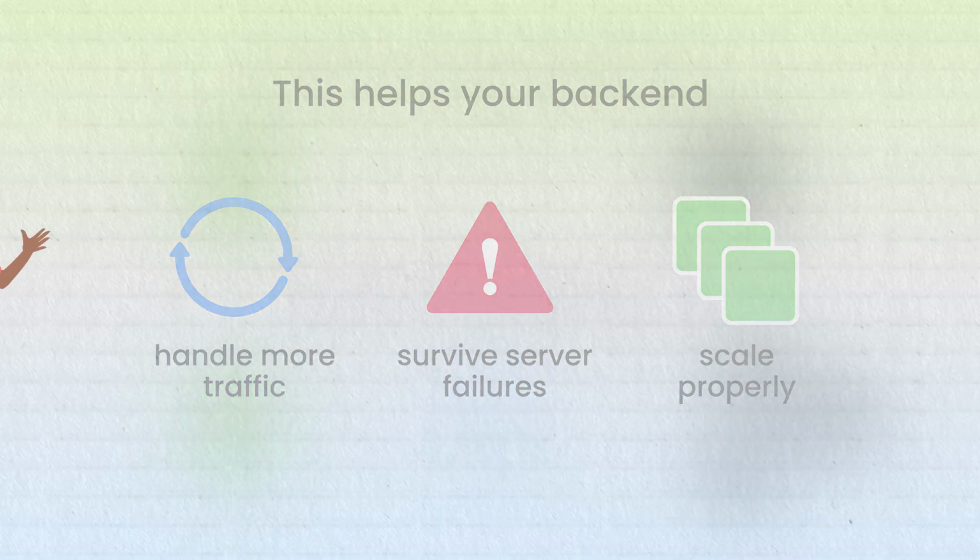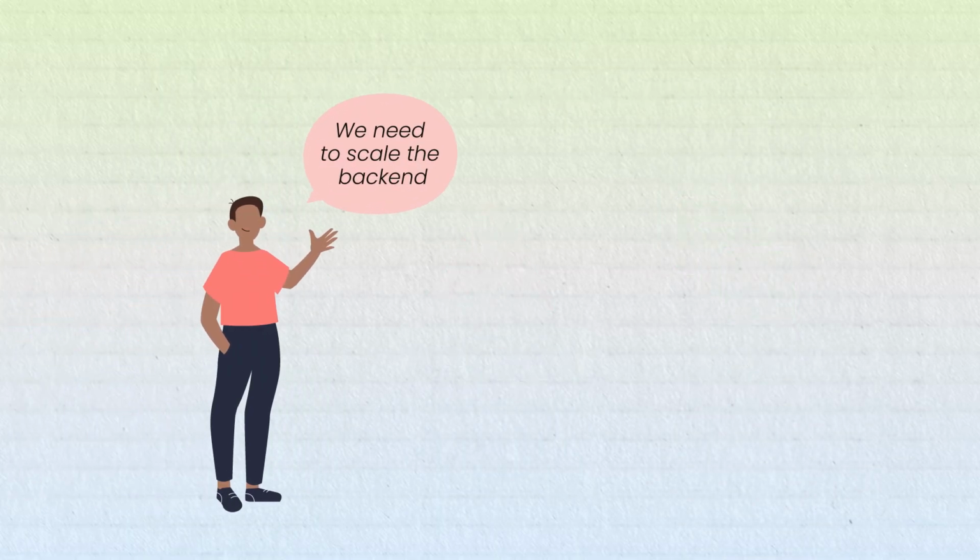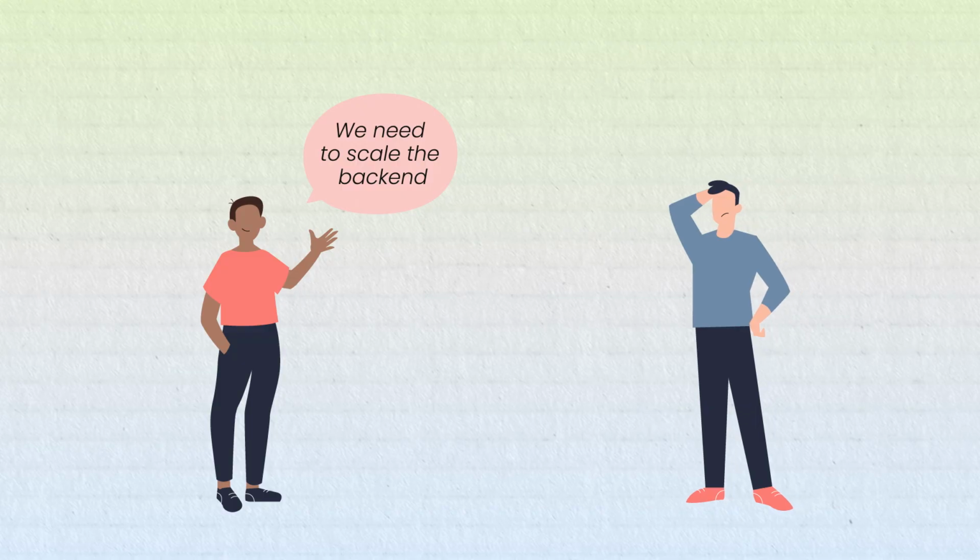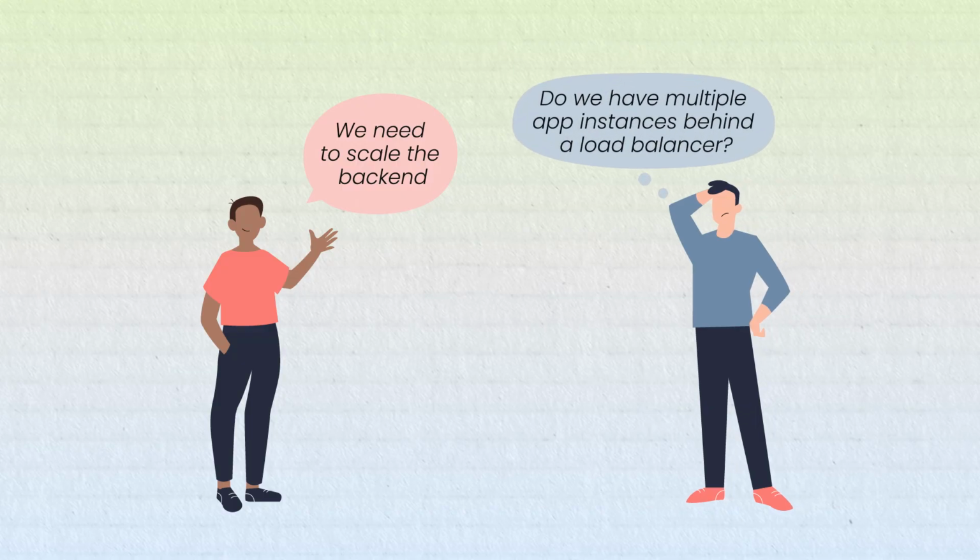So the next time you hear people say we need to scale the backend, one of the first things you should think about is: do we have multiple app instances behind a load balancer? Because one server may be fine for learning, but production needs more than one point of failure.